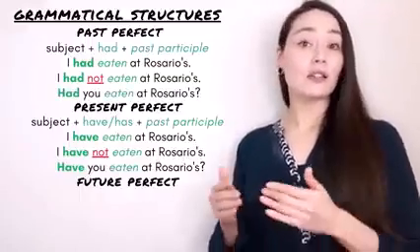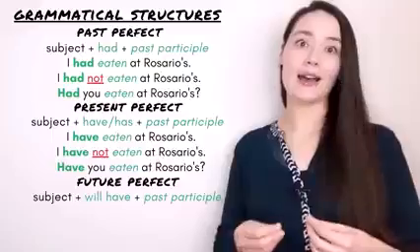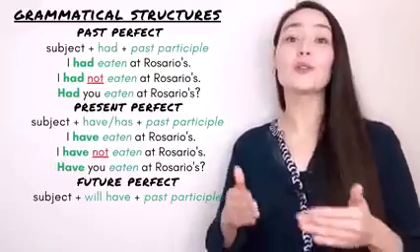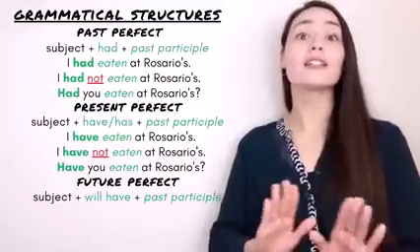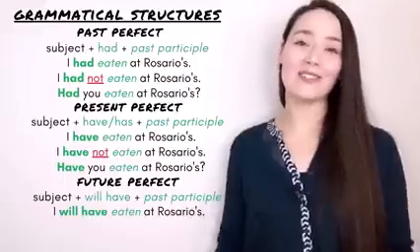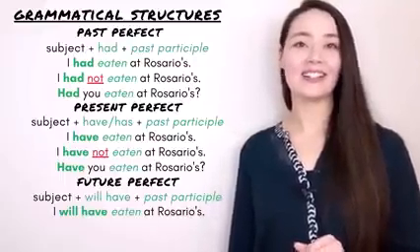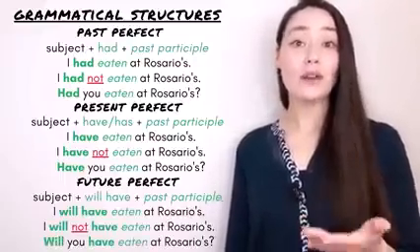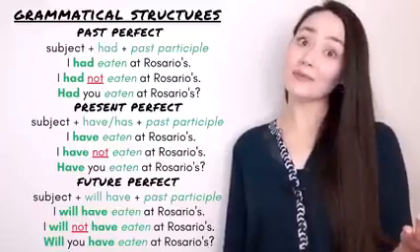Future perfect: subject, will have plus past participle. Again, the good news is we use will have for all subjects. I will have eaten at Rosario's. I will not have eaten at Rosario's. Will you have eaten at Rosario's?